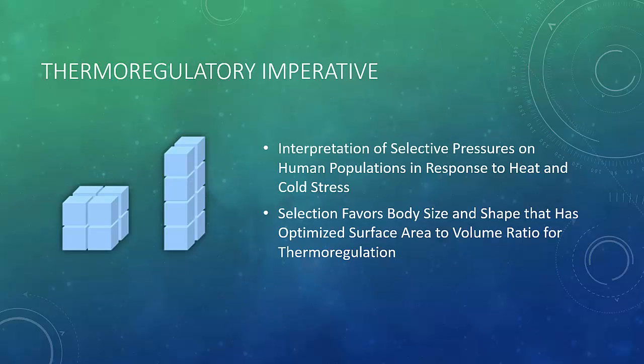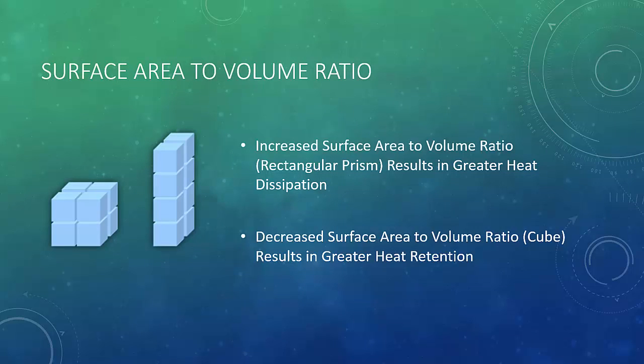So we have what is known as the thermal regulatory imperative, and this is the most commonly used interpretation for understanding selective pressures on human populations in response to heat and cold stress. The model states that selection favors body size and shape that has optimized surface area to volume ratio for thermal regulation in a given thermal environment. So increased surface to volume ratio results in greater heat dissipation, and it is ideal for hot environments, whereas decreased surface to volume ratio results in greater heat retention, which is ideal for cold environments.